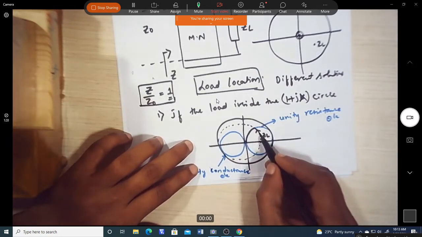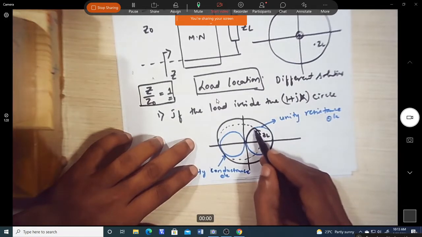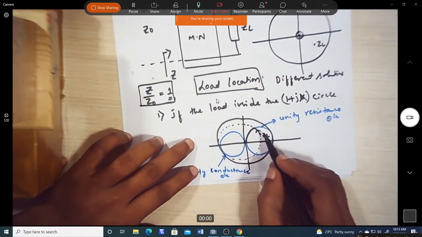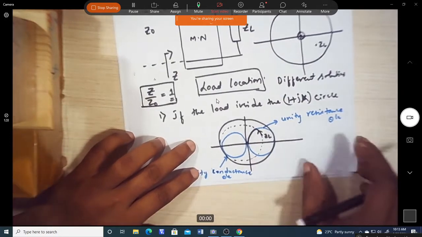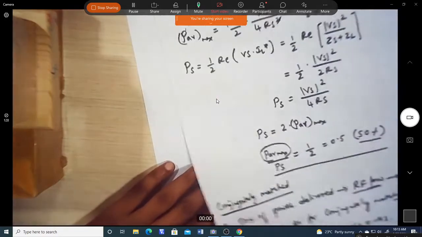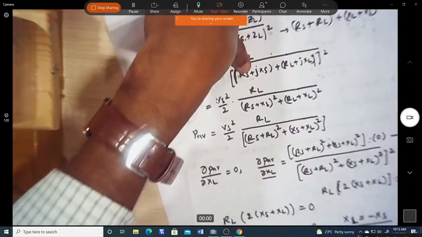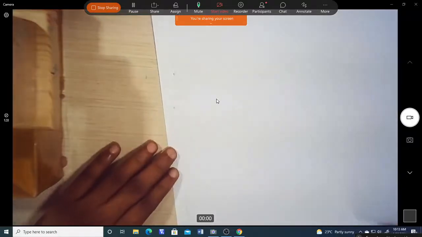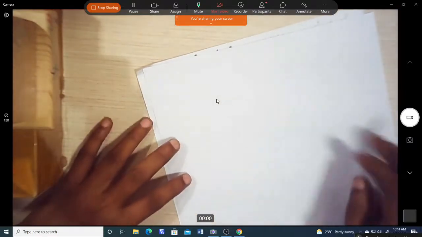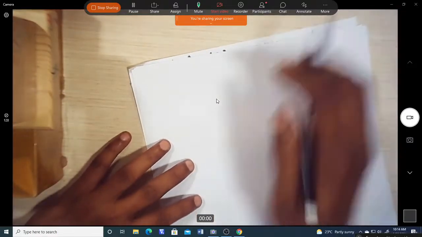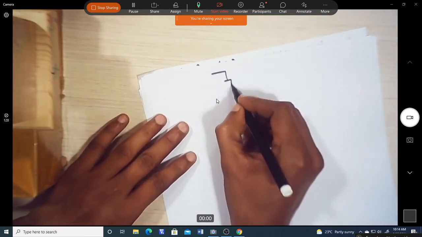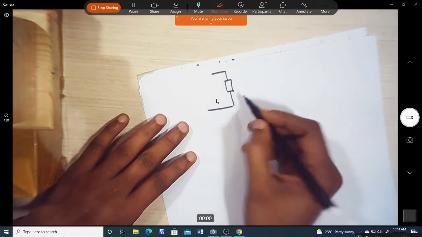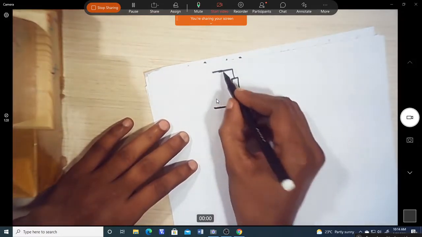Now if we are moving on the conductance circle, we will have the shunt L, which we have seen already. So actually there are two configurations, where we have two solutions which will exist. Based on the location, if we have ZL anywhere in the Smith chart, there are two possible things.